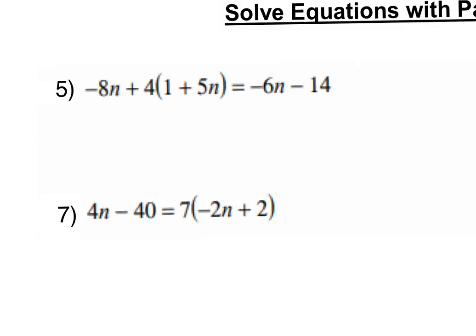All right, so what do we do when we have parentheses? You have a couple options, but I'm going to teach you to distribute first. There's a way to do it without distributing first, which, you know what, I'll try to show you both. I'll do 5 and 7 right now, and I'll show you both ways.